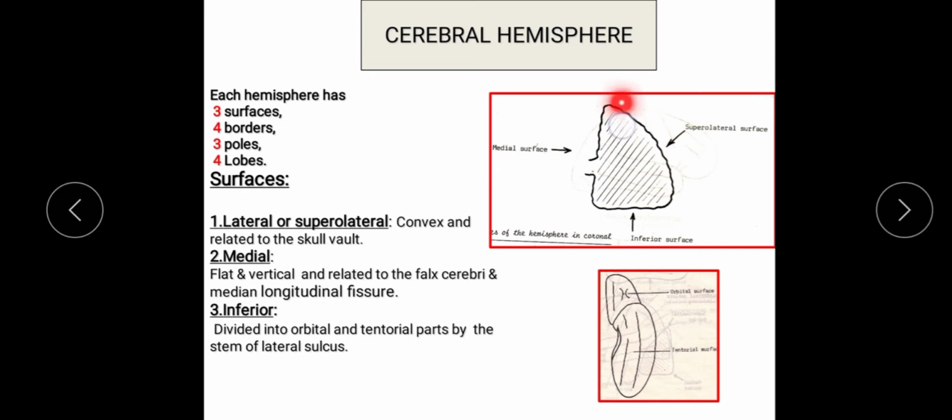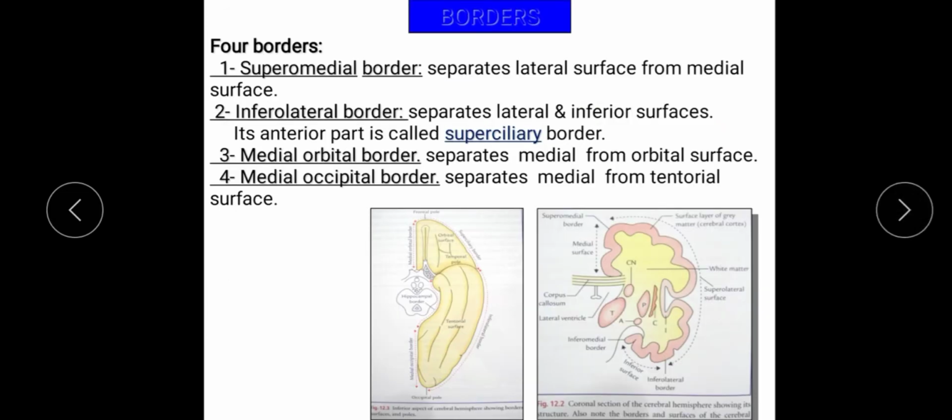Then the lateral surface or superolateral surface is convex and is related to the cranial vault or vault of the skull. Medial surface. This medial surface is flat and vertical and related to the falx cerebri and the median longitudinal fissure. The inferior surface is divided by the stem of lateral sulcus into anterior orbital part and the posterior tentorial part.